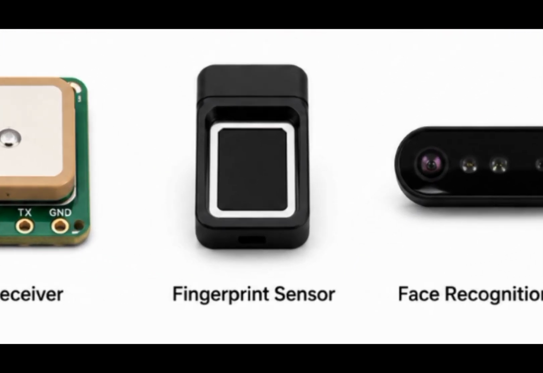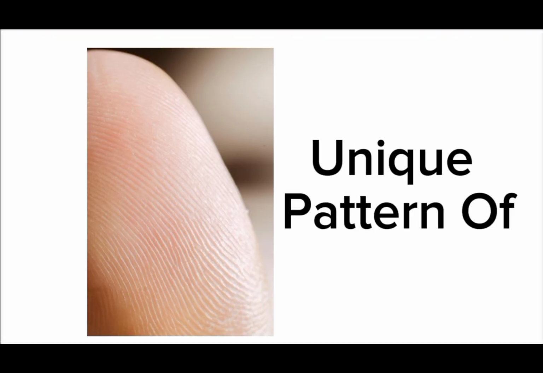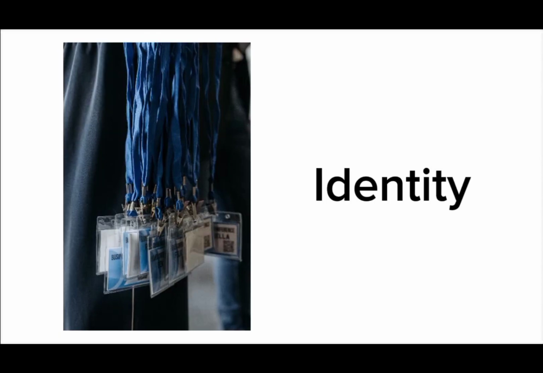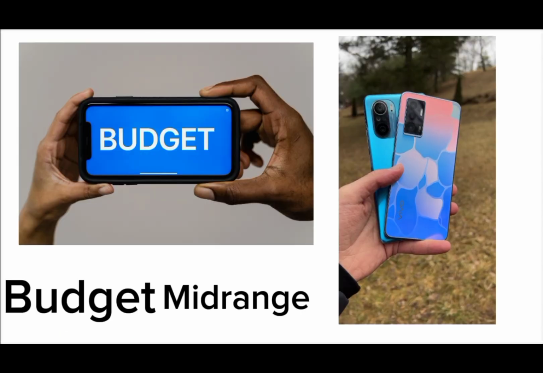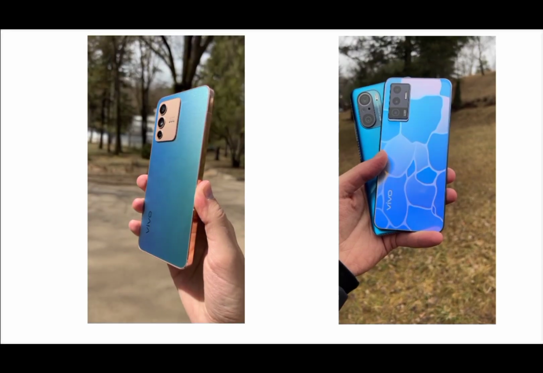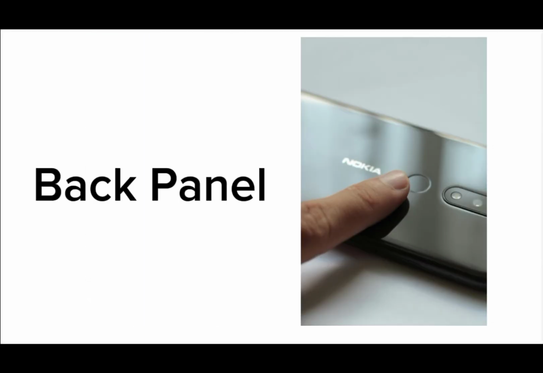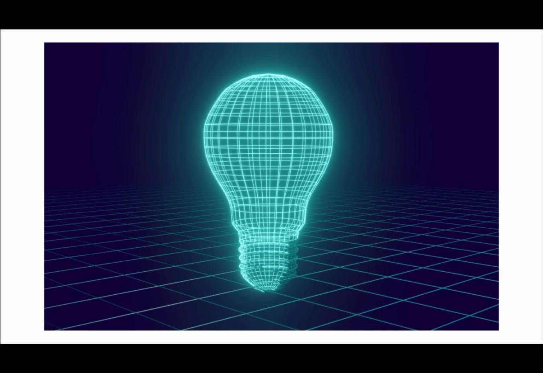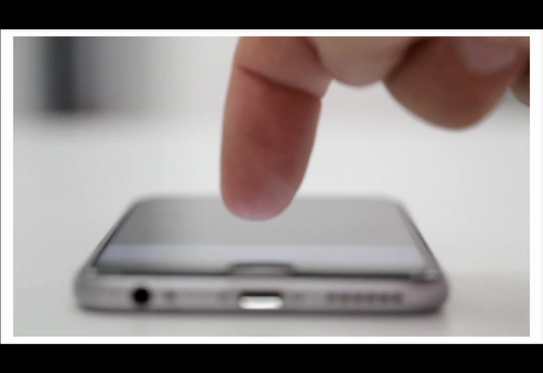Fingerprint Sensor. This sensor captures the unique pattern of ridges on a fingertip and matches it against a stored reference to confirm identity. Budget and mid-range phones typically place it on the side frame or the back panel. Higher-end devices embed it beneath the display, either using light to image the fingerprint through the glass or using sound waves to physically map the ridge structure of the finger. Both approaches work without requiring any visible button or cutout.